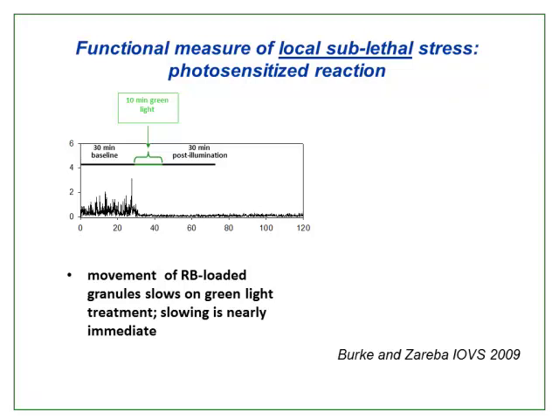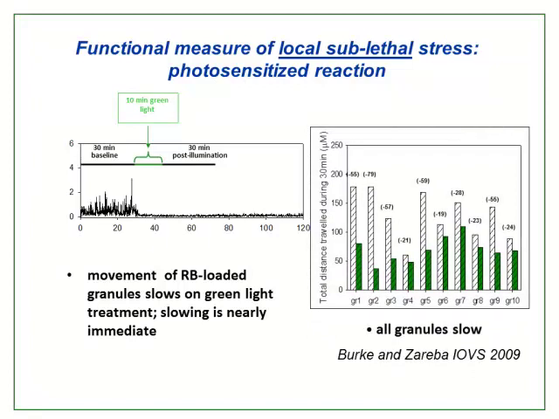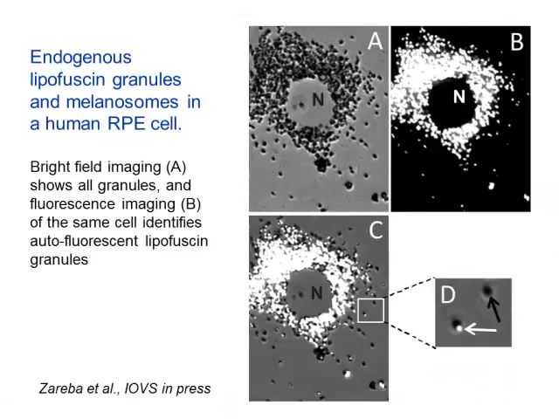Now, how about if we don't load with rose bengal, if we observe motility of lipofuscin granules and then compare to motility of other granules, for instance, melanosomes. Now, obviously, if the hypothesis, which is the basis of the study, is correct, then lipofuscin granules, because they are much more photoreactive than melanosomes, should slow down their movement more significantly.